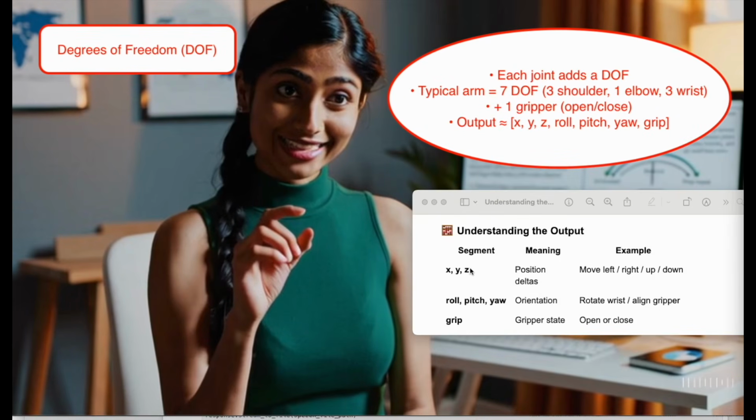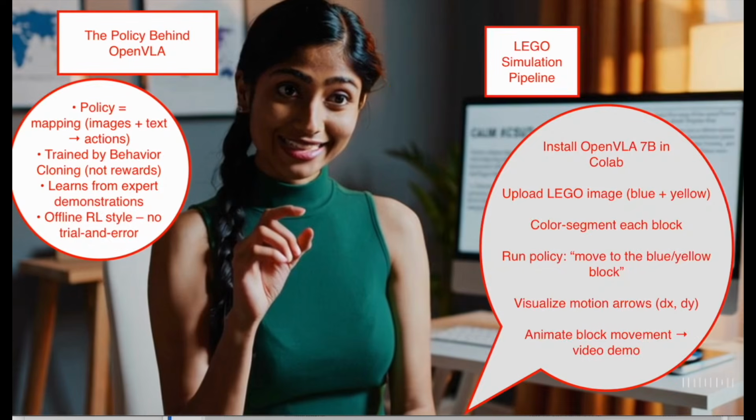Let us understand the output. X, Y, Z mean position deltas. For example, they deal with move left, right, up, down. Roll, pitch, yaw mean orientation. For example, with rotate wrist, align gripper. Grip means gripper state. For example, they deal with open or close. When we run inference, the model gives a vector like this. Mine is 0.2, 0.018, 0.023, 0.0001, 0.011, 0.996. Those first 3 numbers move the gripper in space, the next 3 rotate it, and the last one says whether to close or release.